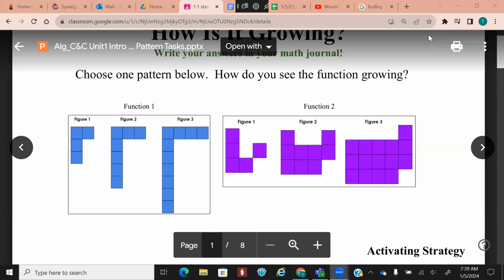We're going to talk about patterns. Choose one pattern below. This is not on your paper, so look up at the screen. How do you see the function growing? Either pick function 1 or function 2. How do you see this growing? What's going on?